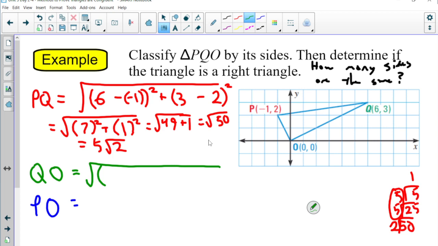Q to O. All right, this is going to be a little easier because one of the coordinates is 0, 0. So I'm going to go a little faster this time. X distance. So our X coordinates are 6 and 0. We're going to subtract them squared. 6 here and 0 here. Plus the Y coordinates here are 3 and 0. We're going to subtract them squared. So 3 minus 0 all squared. That will give me 6 minus 0 is 6 squared. That's 36. 3 minus 0 is 3 squared is 9, and that's 45.